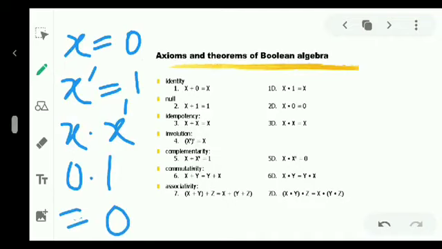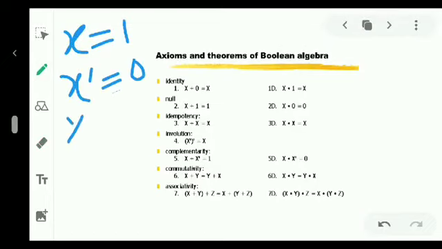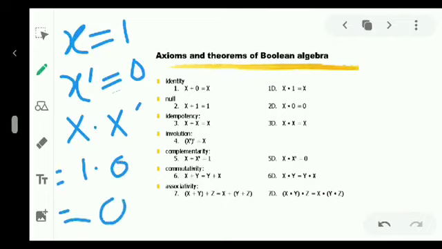Now we will check for the x value 1. X value equals to 1. Then x bar value will be 0. So x into x bar then gives you result 1 into 0. So 1 into 0 means also 0. So in this way we can prove the complementarity rule also.